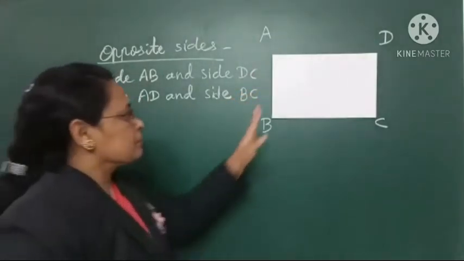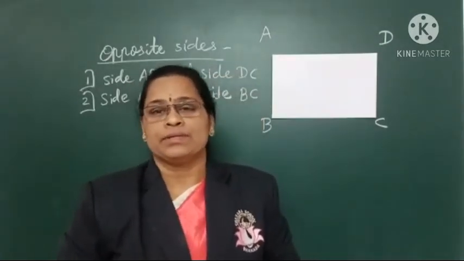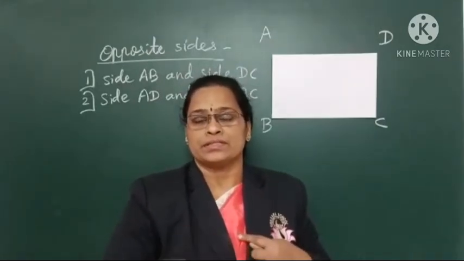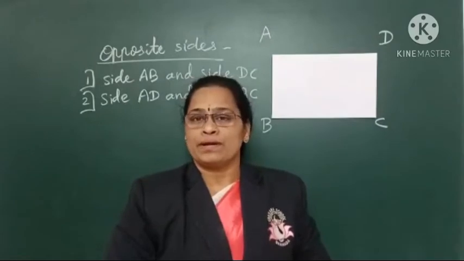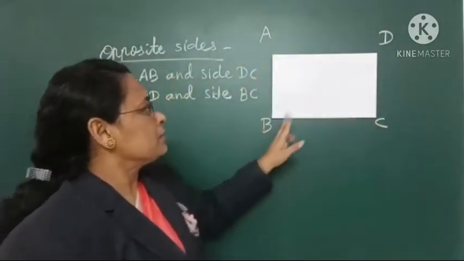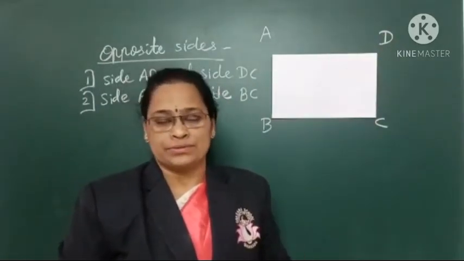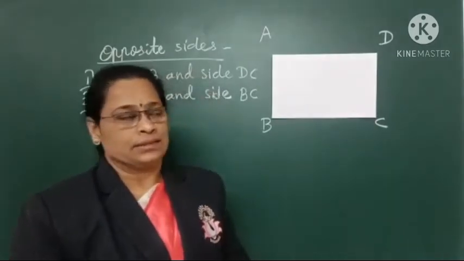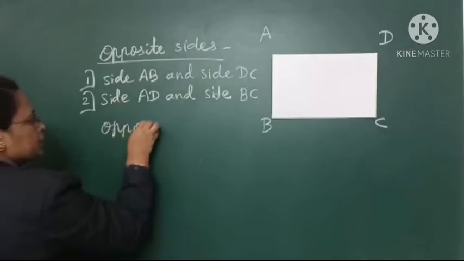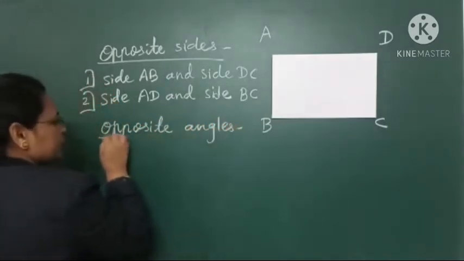Now we'll learn the next term, that is opposite angles. Similar to sides, the opposite angles are the angles which are in front of each other in a quadrilateral. So there are two pairs of opposite angles: angle A and angle C, angle B and angle D. We can write the three-letter names of these angles also, but for the time being let's write the one-letter names. So we'll write here opposite angles. Which are the opposite angles?